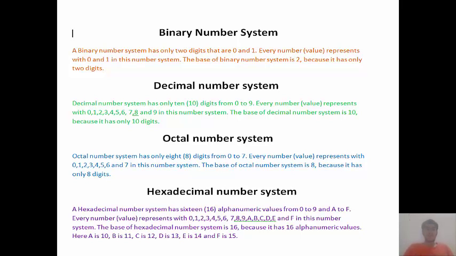Its base is 2. The decimal number system has base 10 and its values range from 0 to 9. The octal number system has base 8 and values range from 0 to 7. The hexadecimal number system has base 16 with values 0, 1, 2, 3 up to 9 and A, B, C, D to F. That means 10, 11, 12, 13, 14, 15 are represented by A, B, C, D, E and F. Now let us run our project.